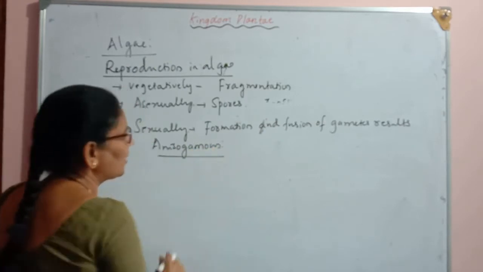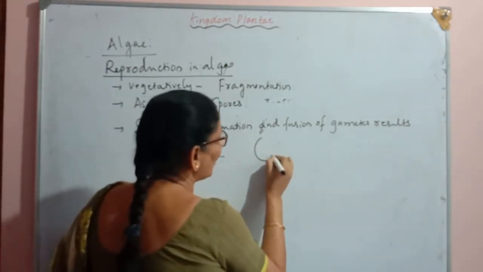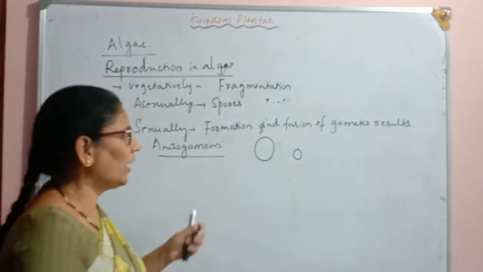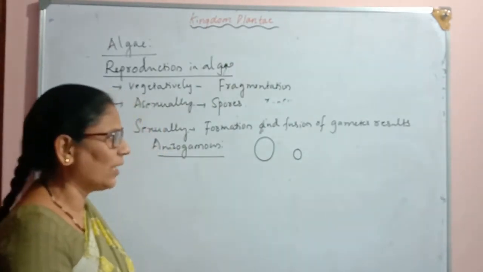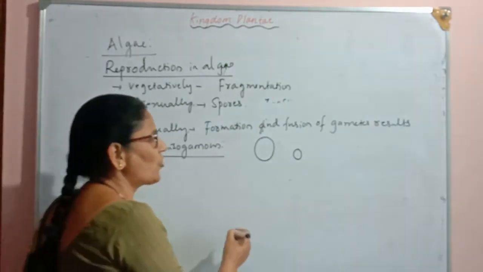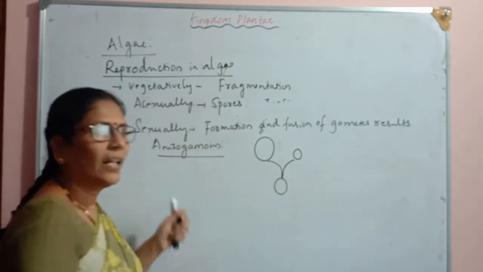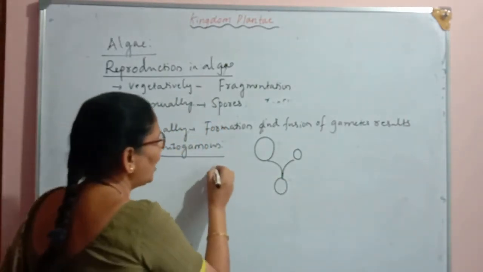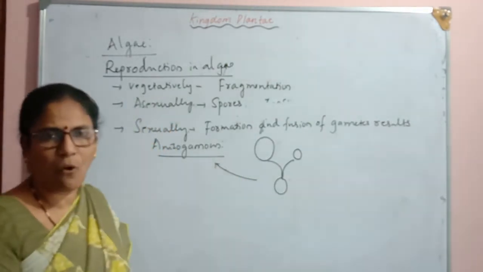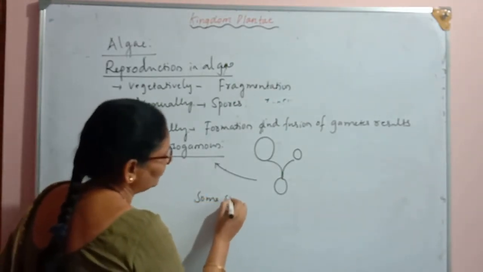In anisogamous type of zygote formation, two morphologically dissimilar gametes, or heterogametes, are fusing. One gamete may be larger in size, the other one is smaller in size. So we can easily differentiate them by their shape and structure. When such gametes are fused and zygote formation takes place, that zygote formation is called anisogamous. We can find anisogamous type of zygote formation in some species of Chlamydomonas.